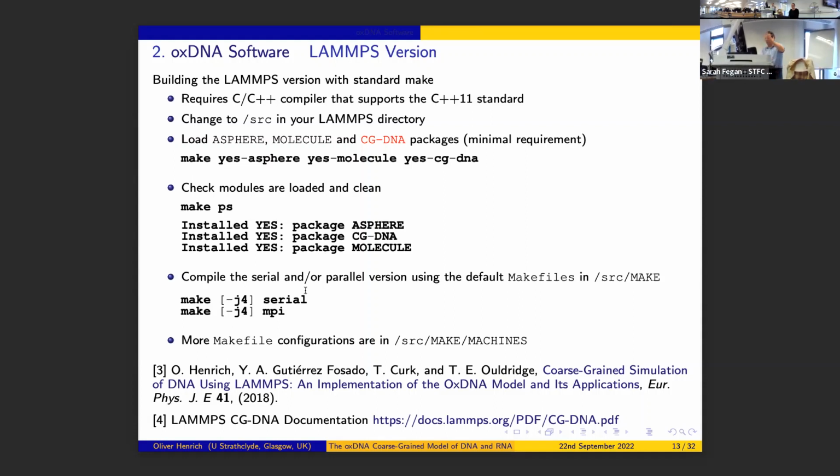I omitted some, as you get a bigger output normally when you do this, but I just kept those where it needs to say yes, and all the others it should say no. And then you say make serial or make MPI, so they are like vanilla makefiles in the distribution, and I don't remember a single time that they didn't work for me. They're probably not optimized, but they do work. And then there are more configurations in this directory that I mentioned here, for instance, if you have like an Intel machine or whatever.